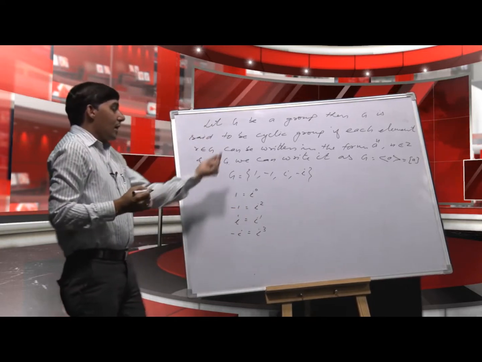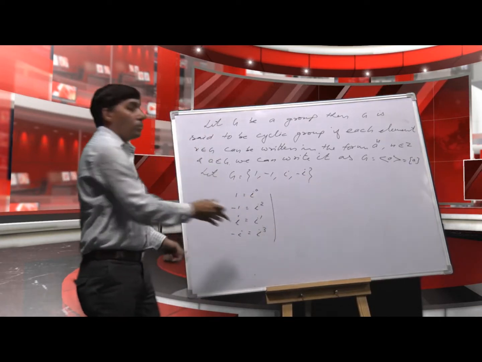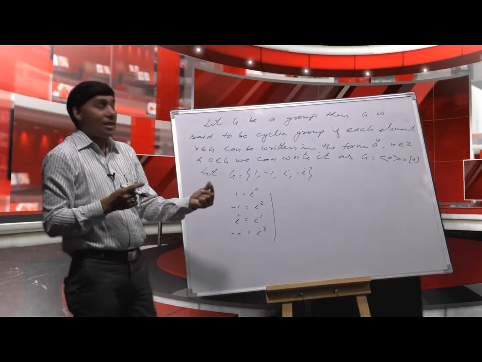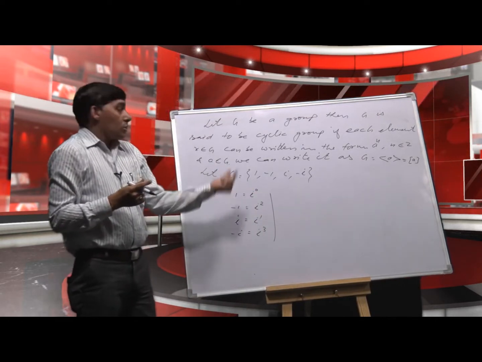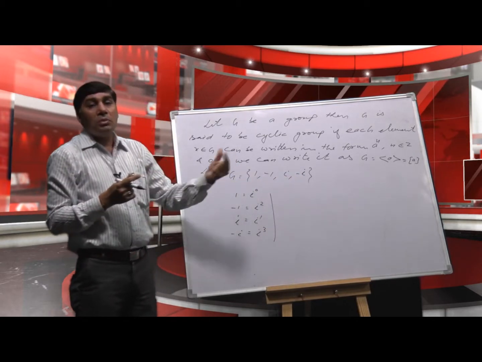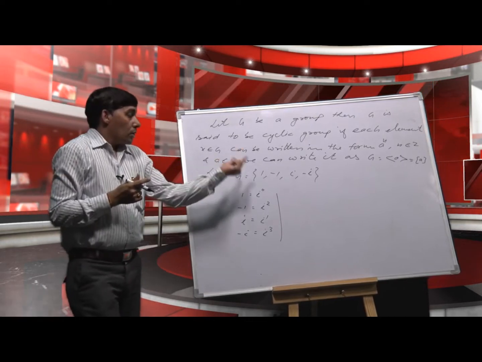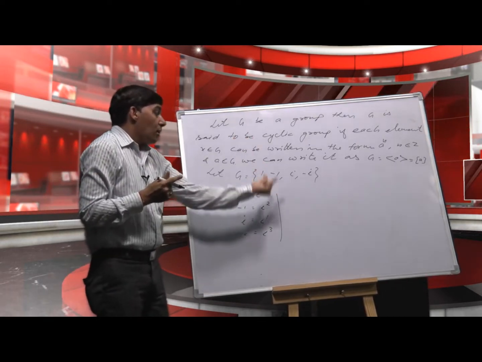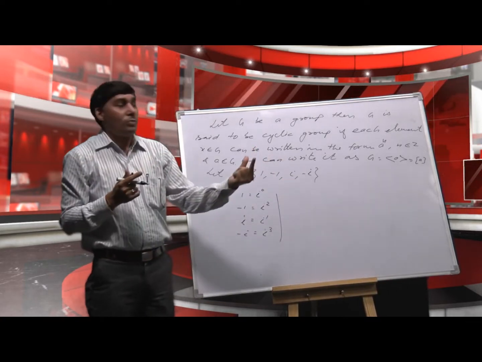That means every element of G can be written in the form of iota. Every element is an integral power of iota. So iota becomes the generator of G and G becomes the cyclic group. In the same example, we find the order of each element.